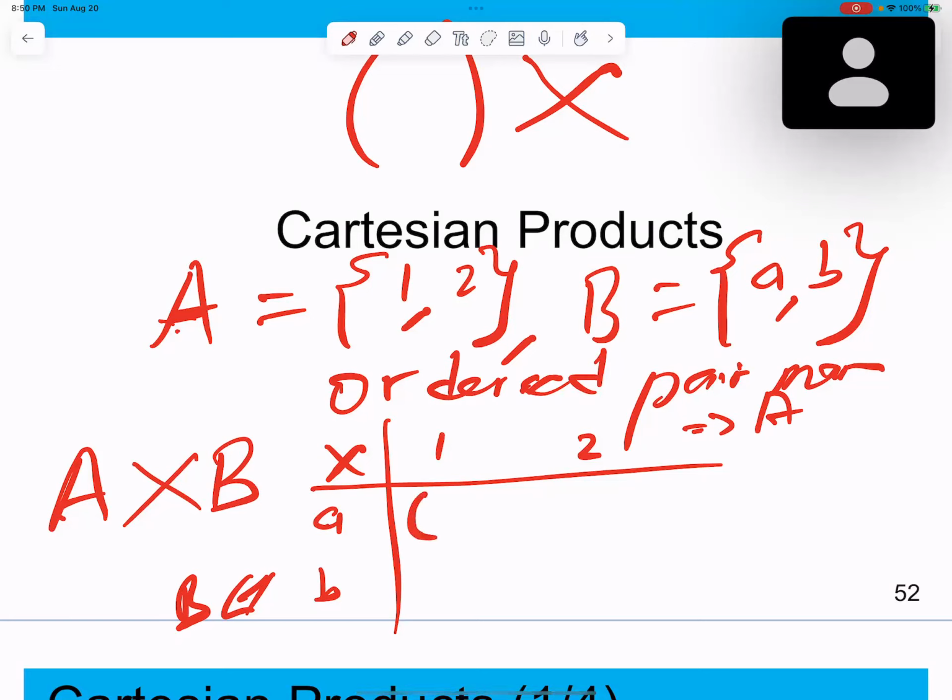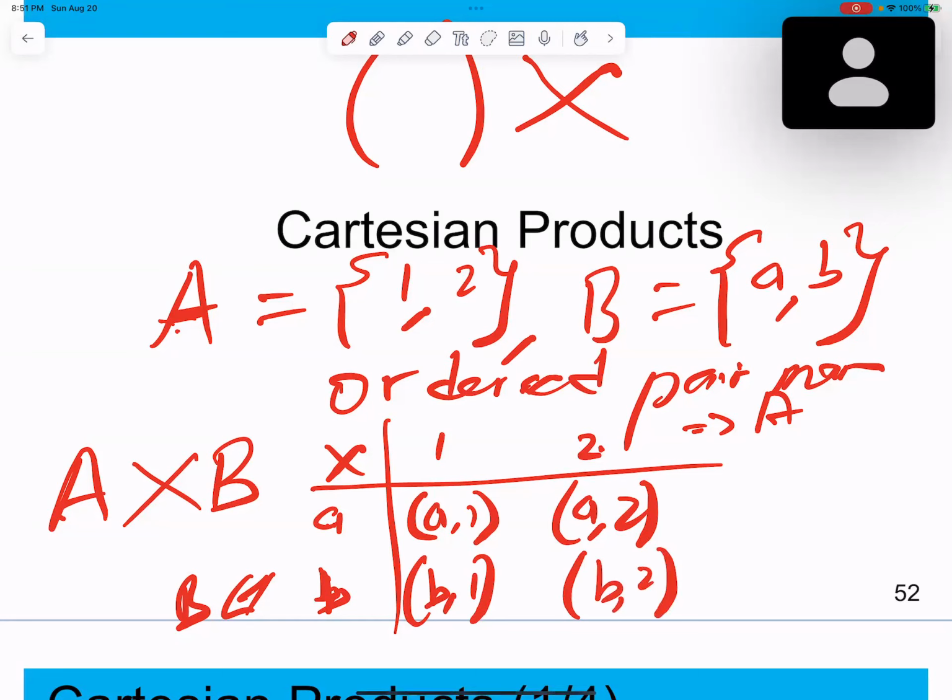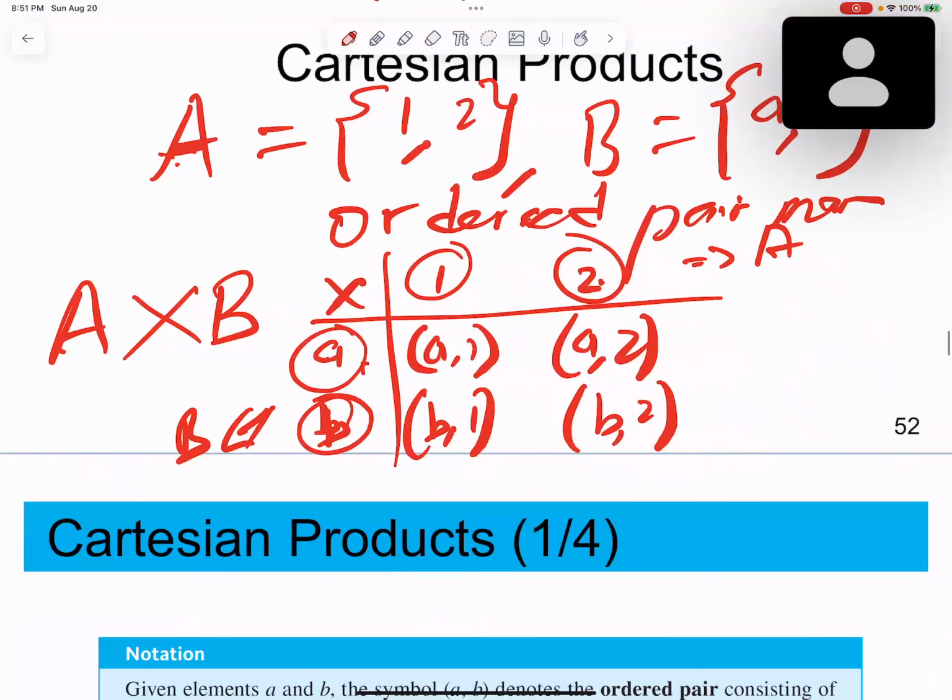And when you are doing Cartesian products inside this table, you have to use parentheses. So this is a and 1, a cross 2, (a, 2). See, I'm not using set signs. You don't use set sign for Cartesian product. And this second one here is (b, 1), and this is (b, 2). See, you cross a with 1, a with 2, b with 1, and b with 2. And that will give you the Cartesian product of A and B, which is now a set of ordered pairs.